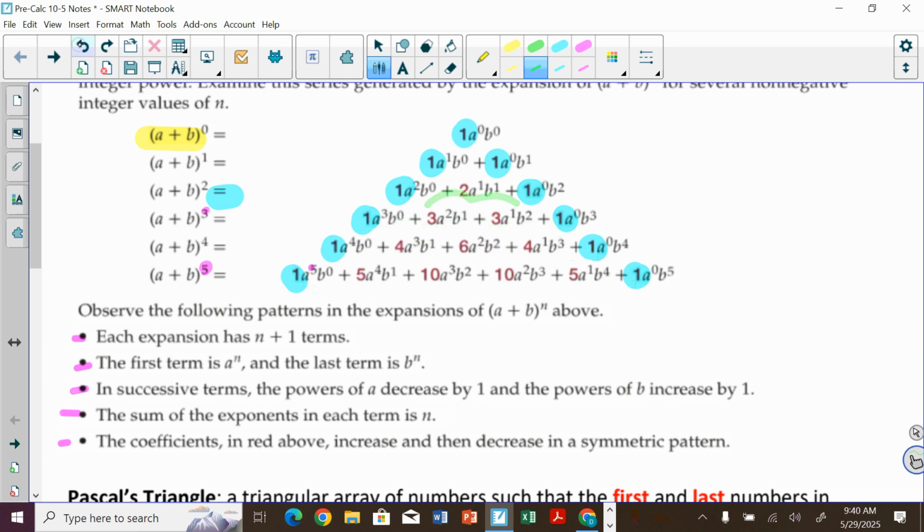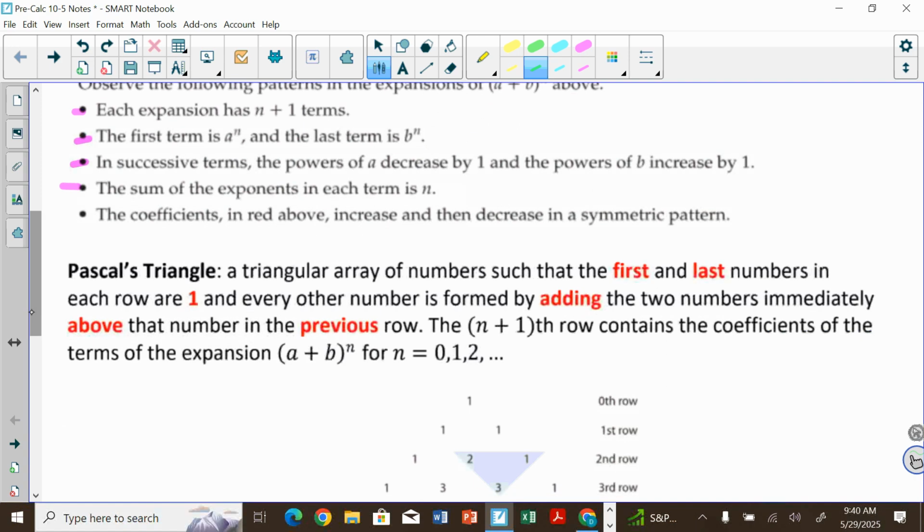Okay? And the last thing is about the coefficients, that we can find that. We'll look at that in the next paragraph here. And we talk about Pascal's triangle. So this is a triangular array of numbers such that the first and last number in each row are 1. We kind of talked about that. And every other number is formed by adding the two numbers immediately above that number in the previous row.